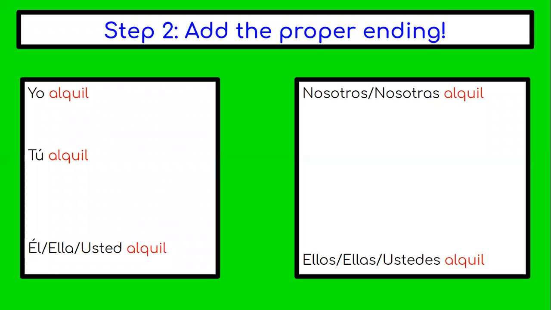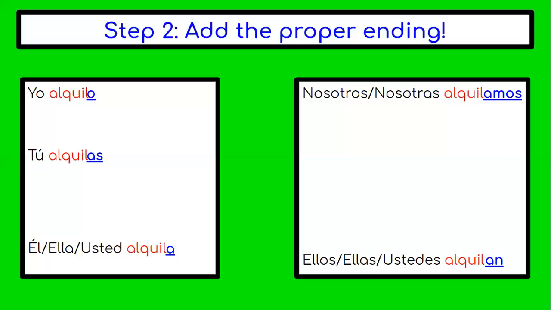Step 2, we're going to add the proper endings for each of those. So starting with yo, we're going to add o to the end to make alquilo. Tú, we're going to add as to make alquilas. Él, ella, usted, we'll add an a at the end to make alquila. Nosotros, nosotras, we'll go ahead and add amos at the end to make alquilamos. Ellas, ellos, ustedes, we're going to add an at the end to make alquilan.